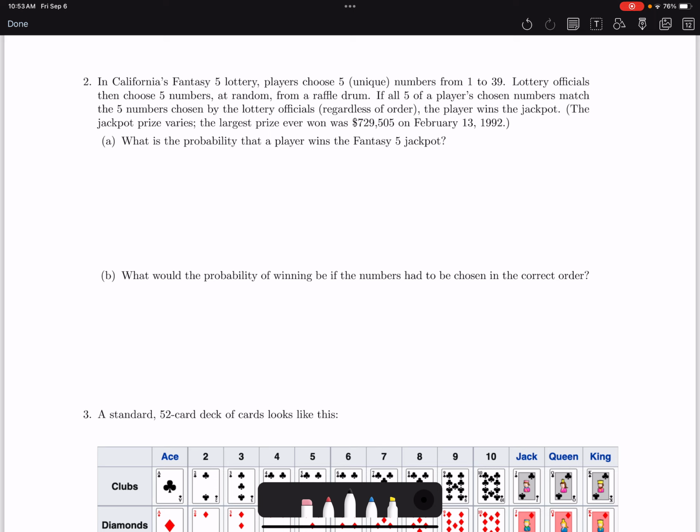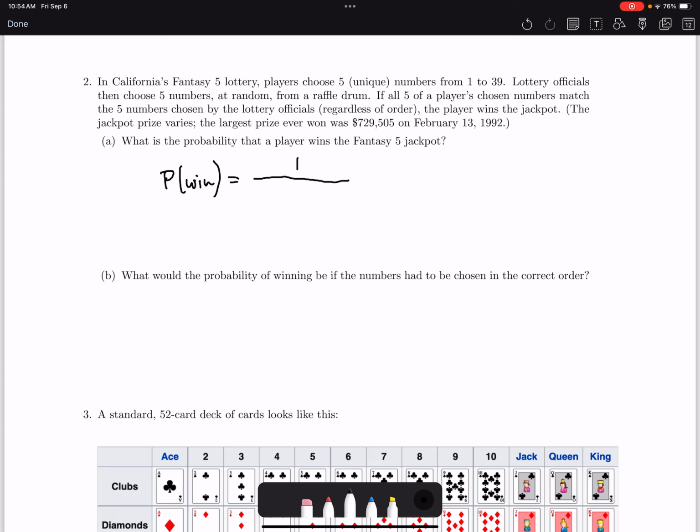Okay, part A asks us, what's the probability that a player wins the Fantasy 5 jackpot? So, probability that you win. Well, let's see. You only get one guess, right? And there's only one right answer. So there's only going to be one possibility, one way to win the game. So that part's easy, right? We know the numerator is going to be 1. The harder part is figuring out what the denominator would be. In other words, figuring out how many possible combinations of numbers you could choose.